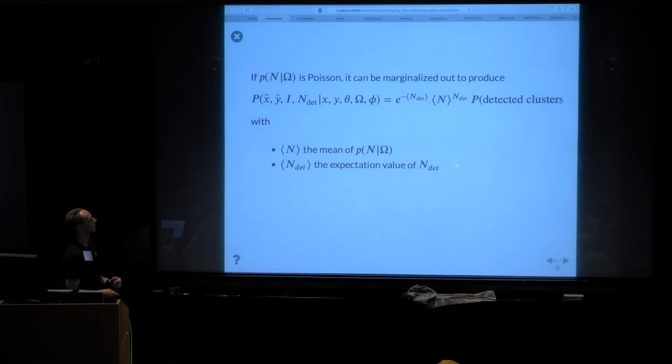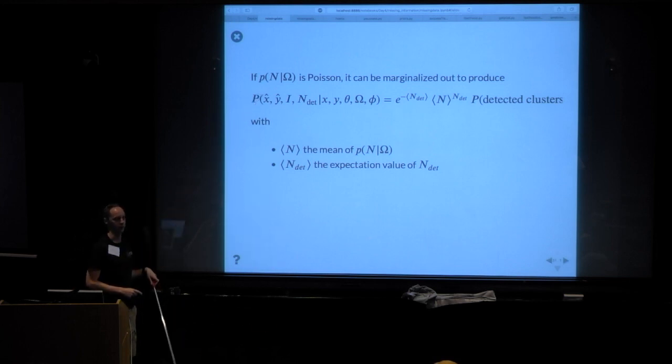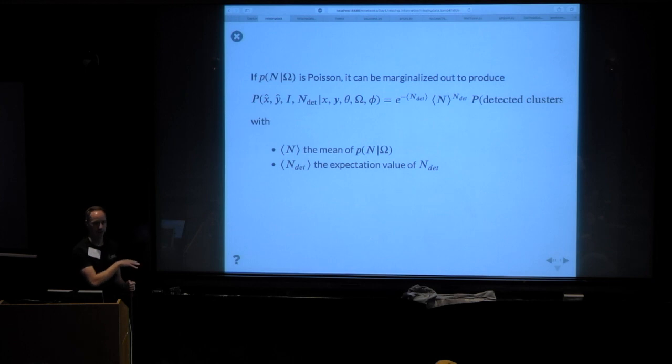Before that, though, I'm just going to say we can simplify things down a bit more. If the PDF associated with the total number is Poisson, which I claimed it was for this experiment, and when you have sources that just sort of come into existence in the universe, that's probably a decent approximation much of the time, it turns out you can marginalize that out analytically, exercise for the reader.